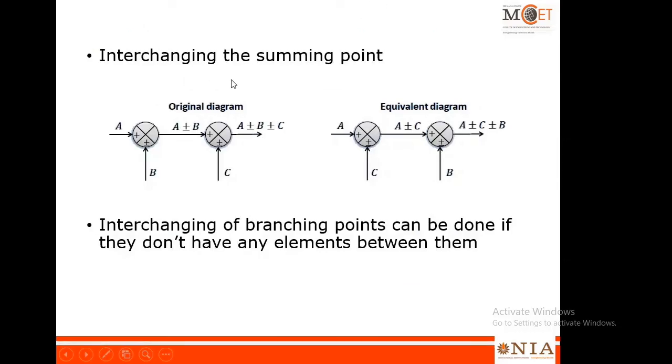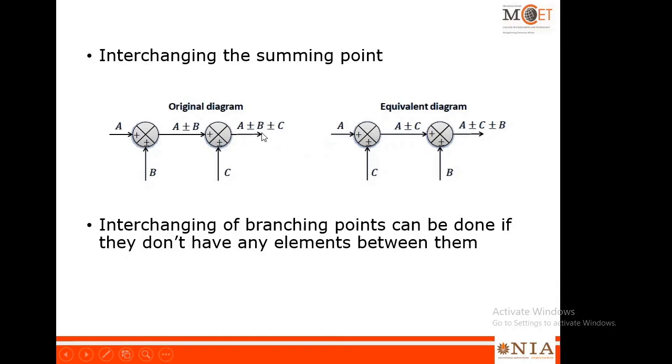This is the third rule, that is interchanging the summing points. You can interchange two summing points if you don't have any element in between. That is, you should not have any element in between the two summers, and you should not have any branching point in between the two summers. Then you can interchange the two summing points. You can see here how we have interchanged. The C wing has come to the left hand side and the B wing has gone to the right hand side. Still the output remains the same.